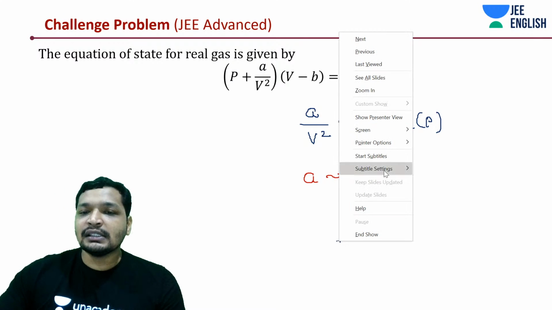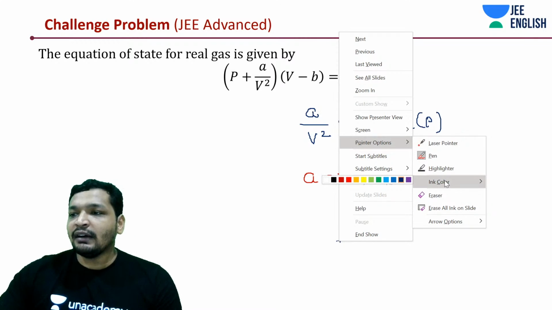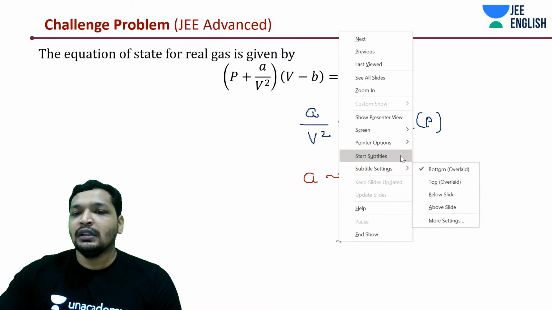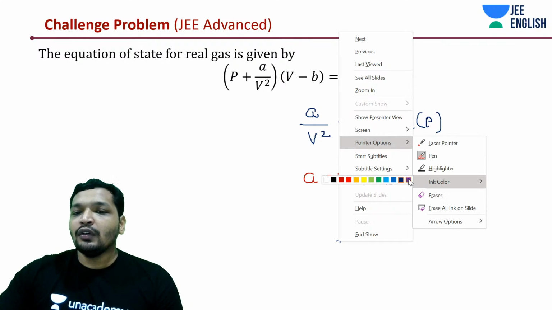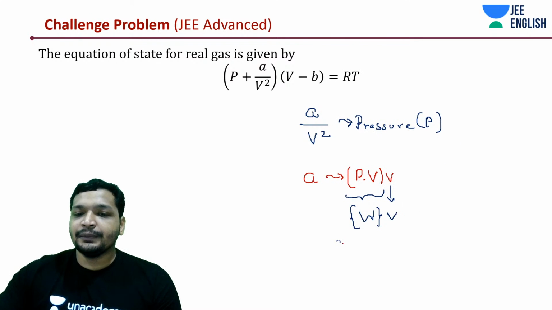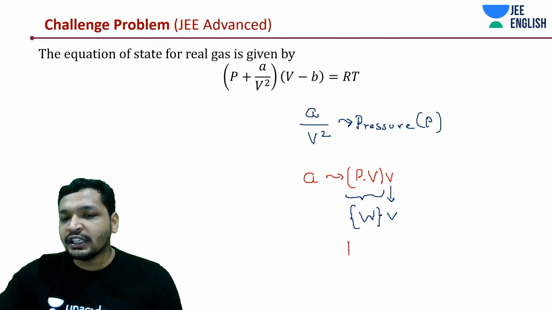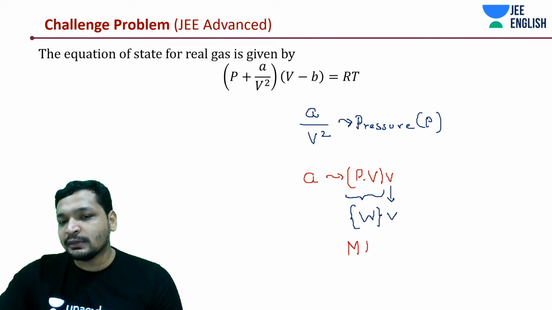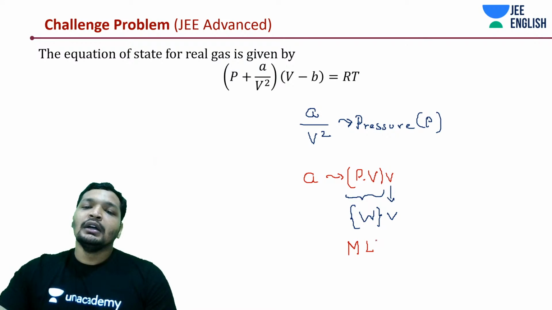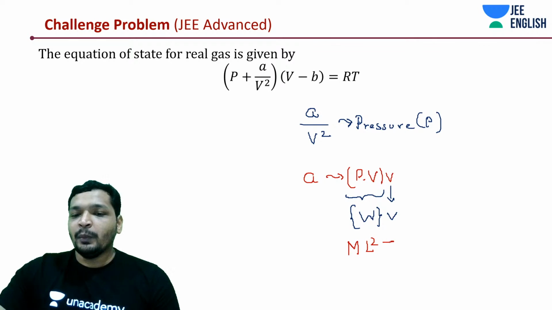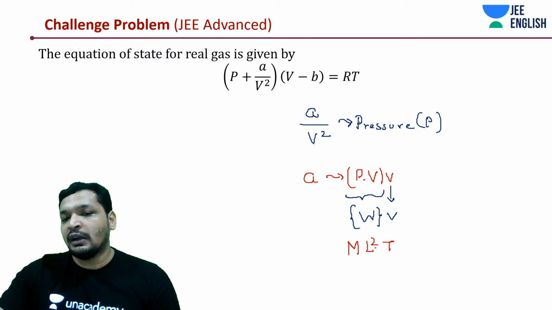Now our analysis is simpler, isn't it? Our analysis is super simple. All we need to do is the typical thing. Write it down for work done: force into displacement. Force has m to the power 1, displacement gives L, so here you would have L square, because force is mass into acceleration. This is T to the power minus 2. And volume is L cube. Simple.